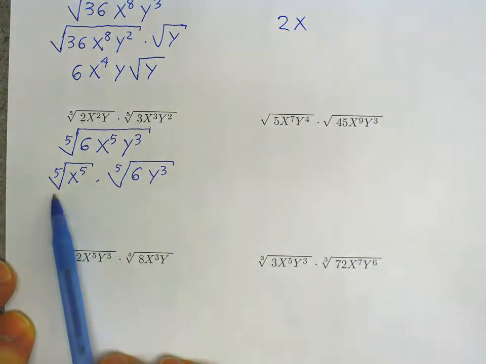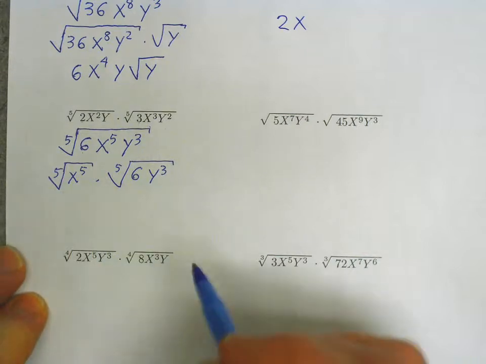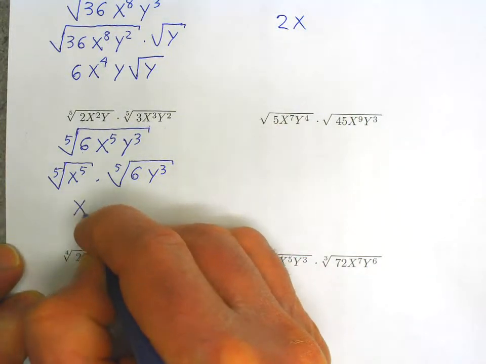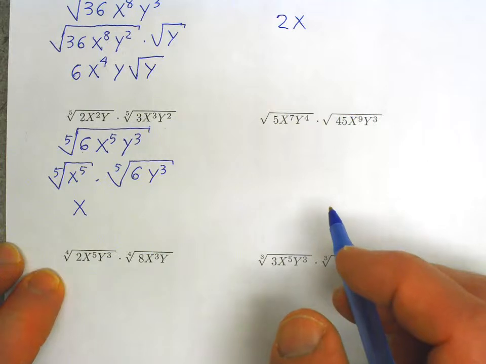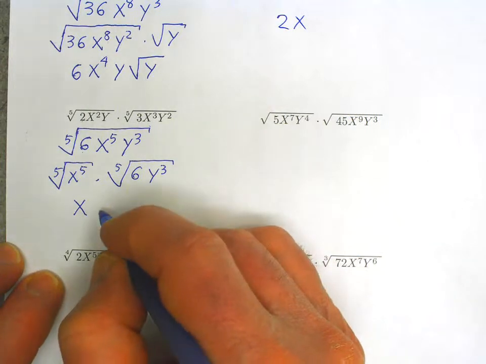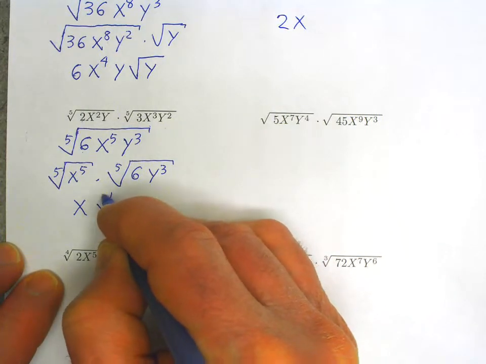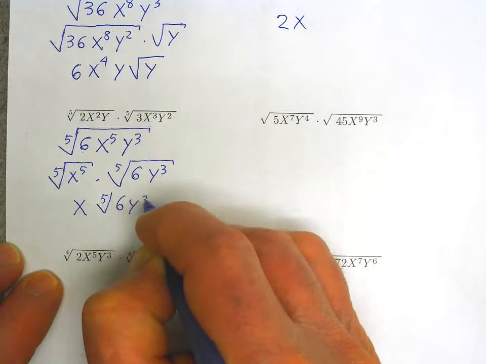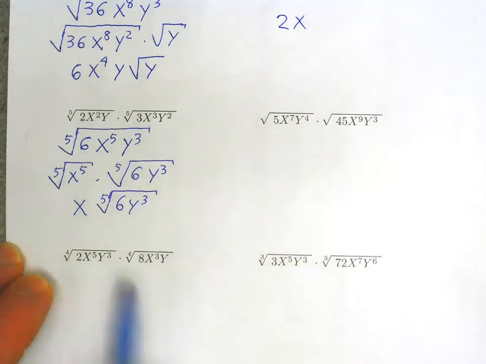And then we simplify the fifth root of x to the fifth. That simplifies to x. And so we multiply x times the fifth root of 6y to the third. That's the simplified answer.